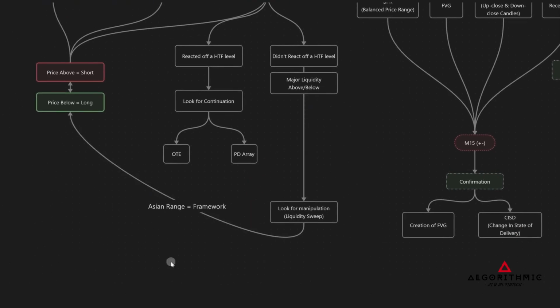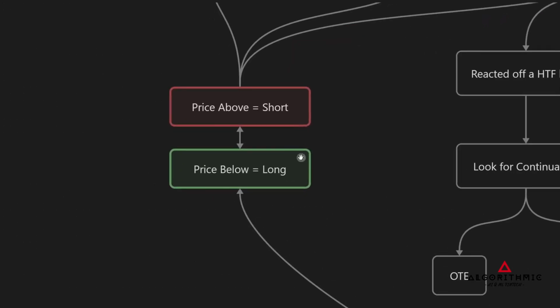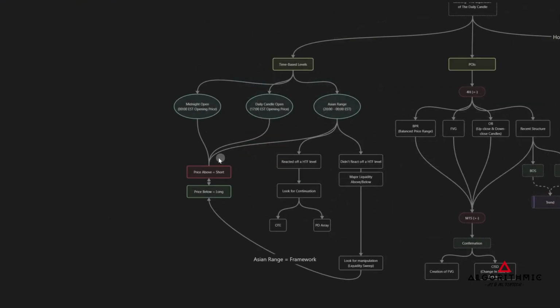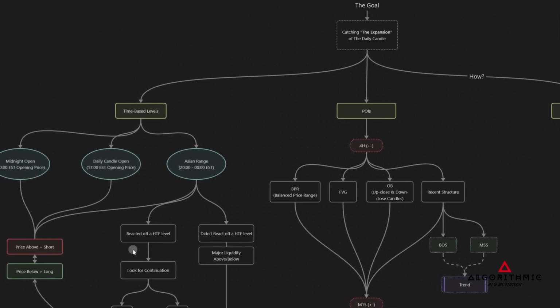The same logic applies on the range, using the same framework. So price below the range, we're going to go for a long. Price above the range, we're going to go for a short. So that's the first thing. Time-based levels, we should always have those on your chart every day. Give yourself a manual mapping of these levels, and what price does above or below that level is going to give you a good indication of what the market's going to do.